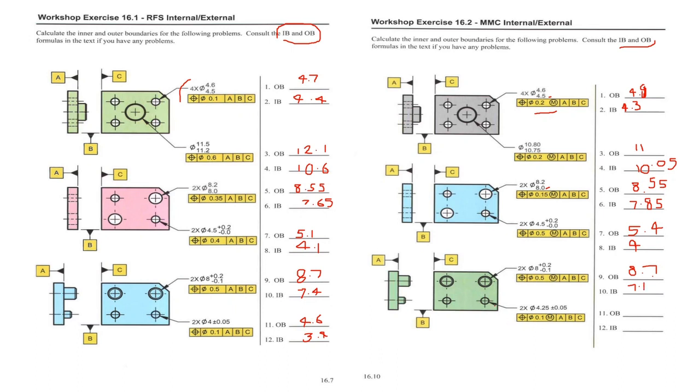And for this next pin, the size is 4.3 MMC, for the OB, 4.3 plus 0.1, it gives a size of 4.4. And here the IB is 4.2 minus 0.2, IB is 4.